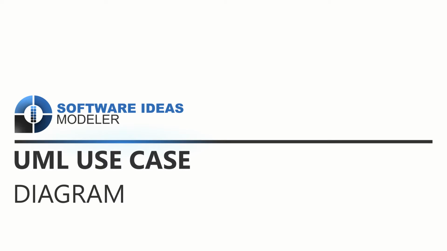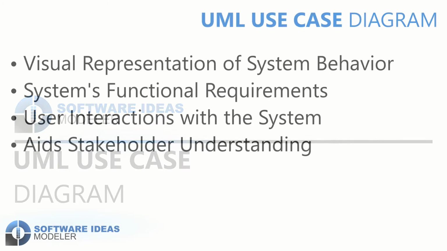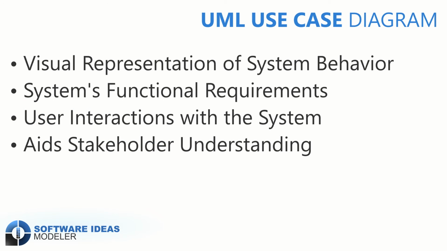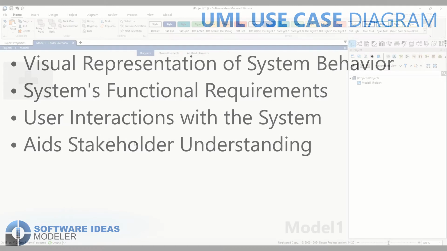In this episode, we're diving into the world of UML diagrams, specifically focusing on creating a simple use case diagram. Before we begin, let's briefly discuss the purpose of a UML use case diagram. It serves to illustrate the system's functional requirements and how users interact with it. This visual representation helps stakeholders understand the system's behavior, making it an essential step in software development and system analysis.